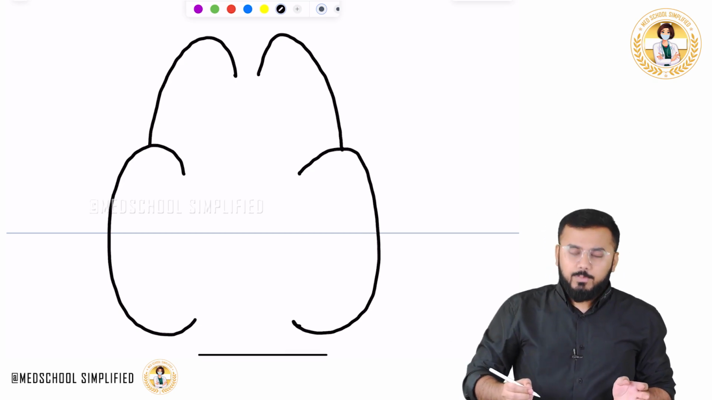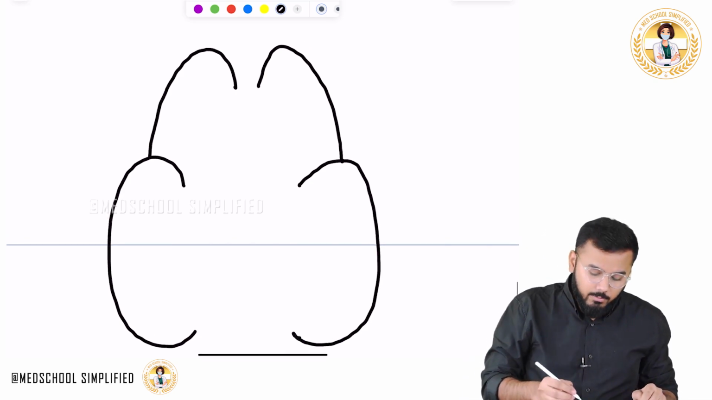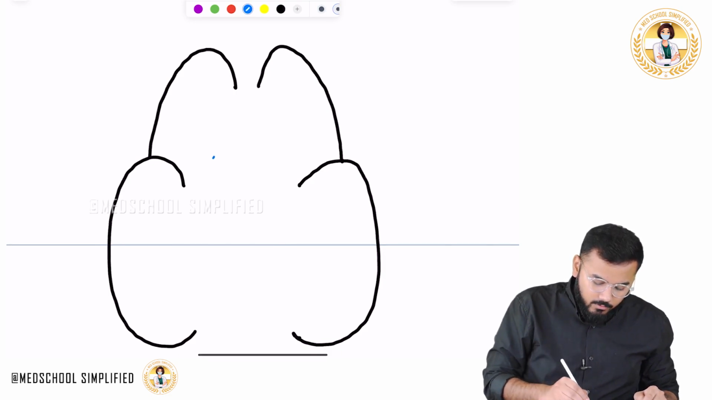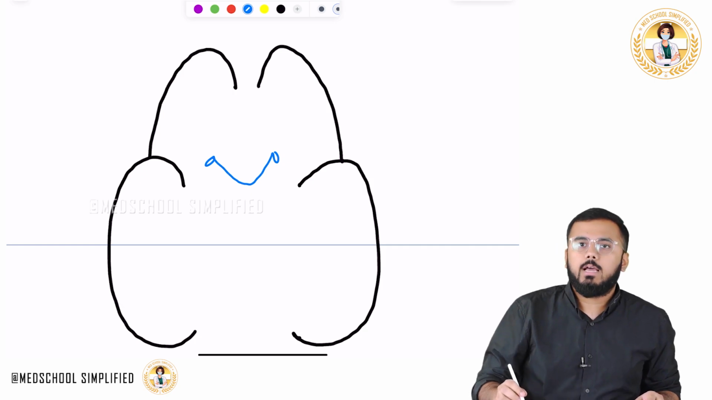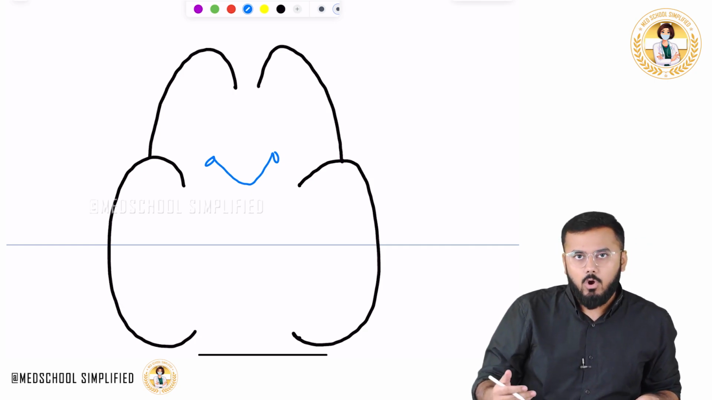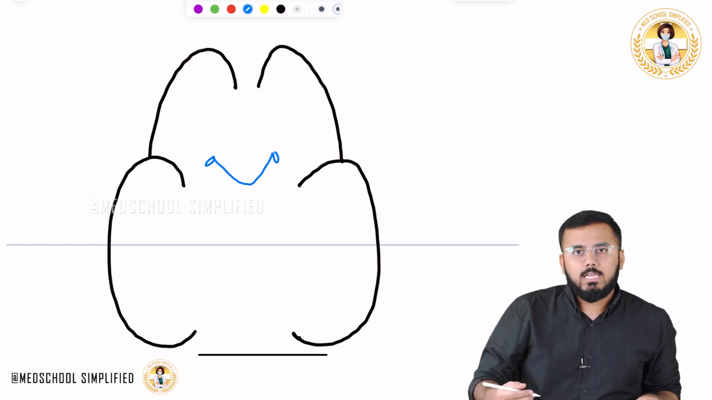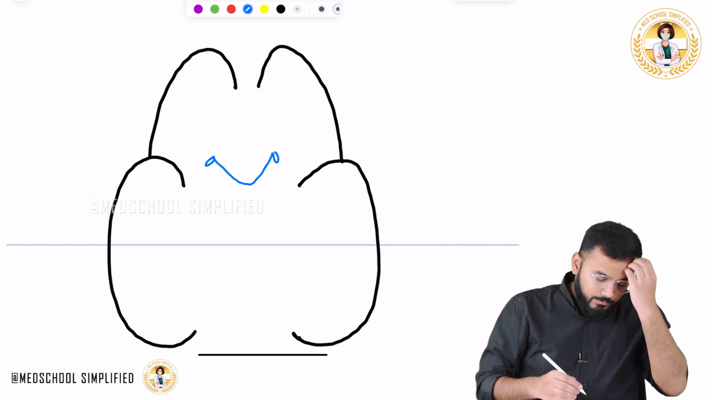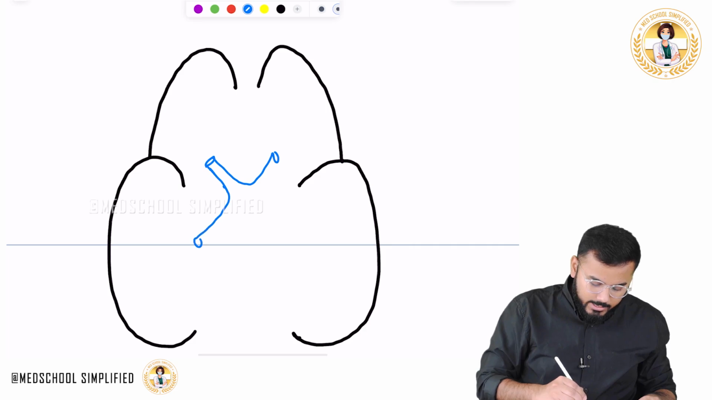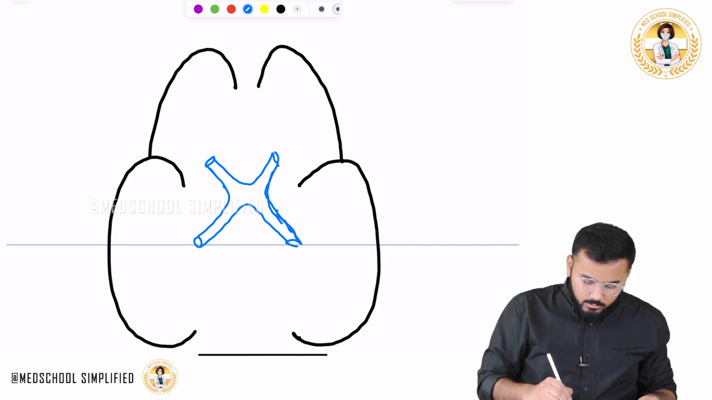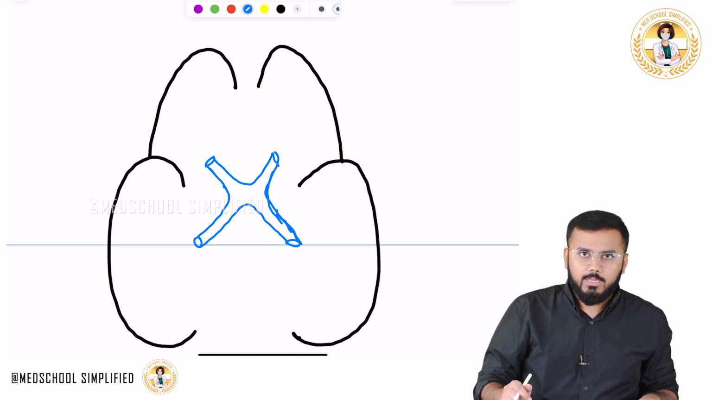Right. Now in this picture, all of you know one very important thing: here we have something called a chiasma. What is this chiasma? This chiasma is related to your optic system, so you call this chiasma the optic chiasma. So this chiasma over here is called the optic chiasma.